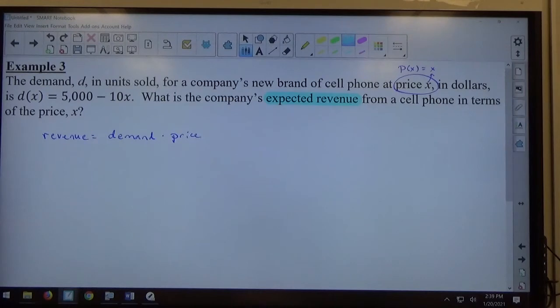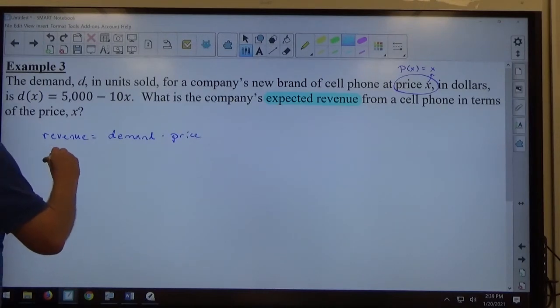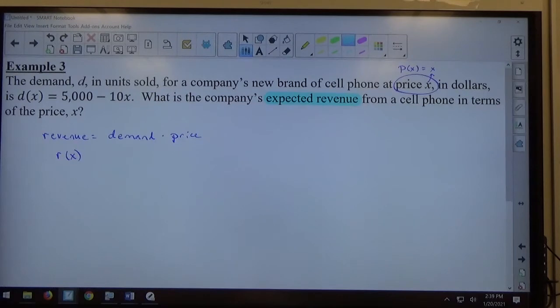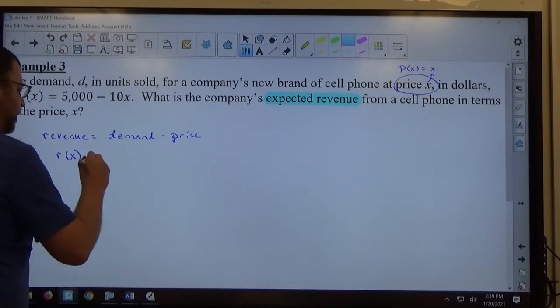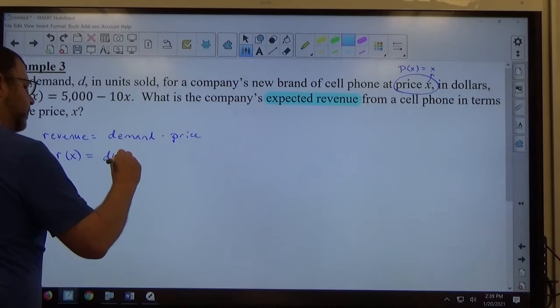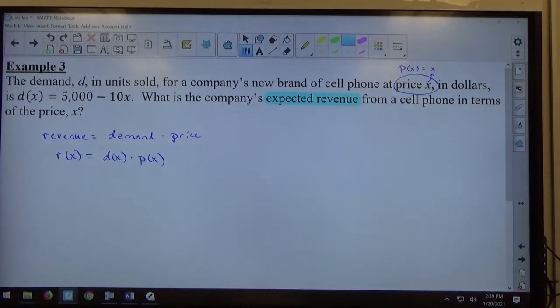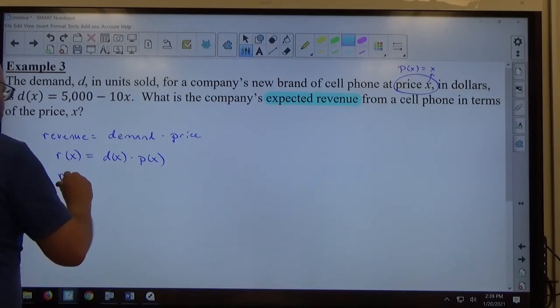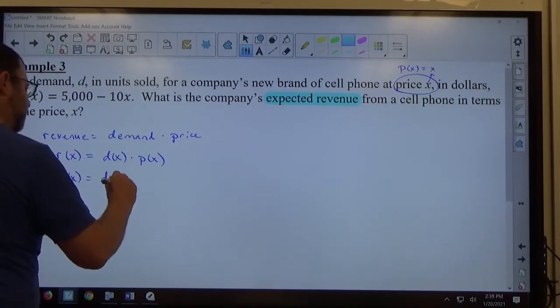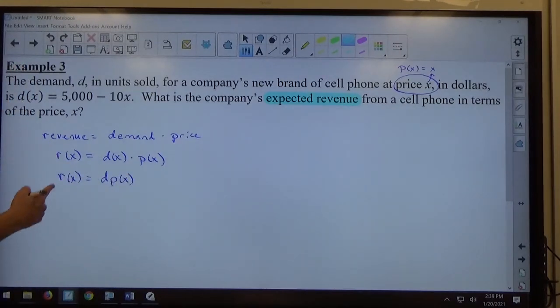So in this particular problem, if I let revenue be represented by the expression R of X, it simply is going to equal D of X times P of X. Another way of writing that is R of X equals D times P of X. Just like we did F plus G and F minus G, we could have done F times G. So we can write it like that or this, but however you want to write it is fine, doesn't matter, they mean the same thing. This means to multiply function D times function P.